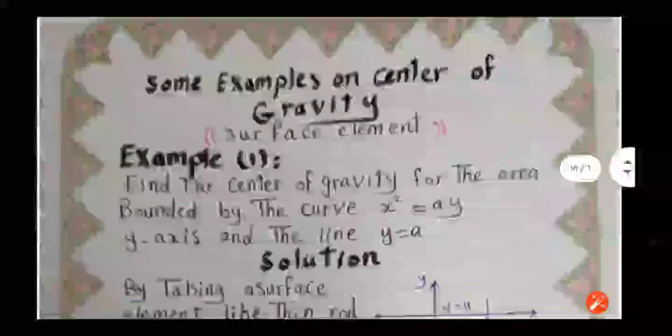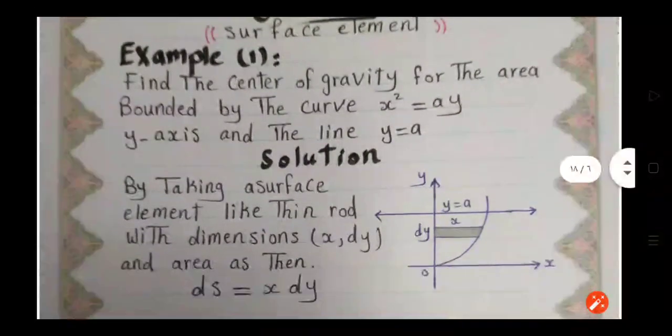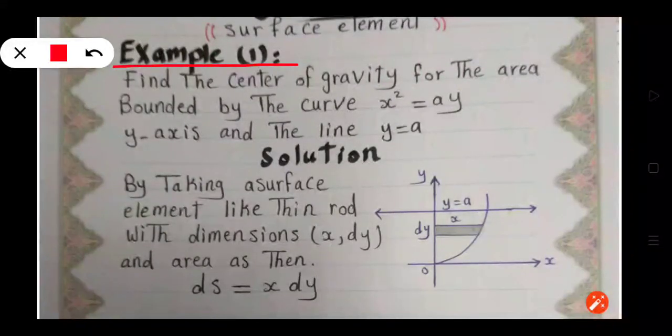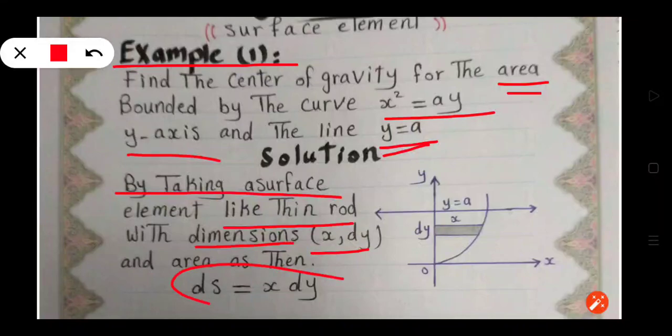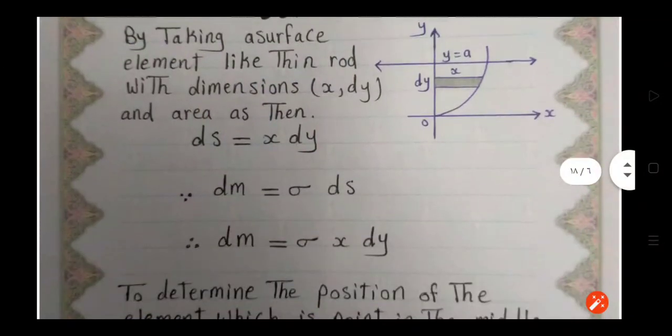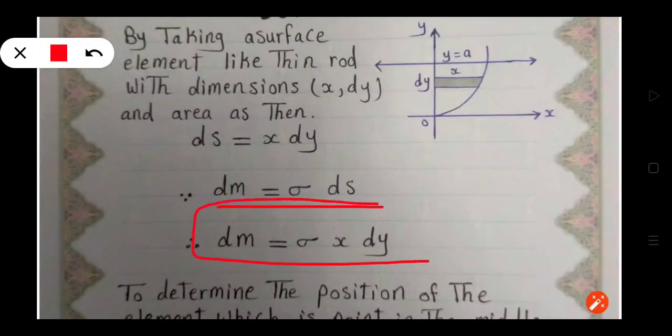Now we will take some examples on center of gravity of a surface element. First example, find the center of gravity for the area bounded by the curve x squared equal a y, a parabola which is symmetric about the y-axis, and the y-axis, and the line y equal a, as you see in the graph. By taking a surface element like a thin rod, with dimensions x and dy, ds equal x dy. Using ds, we can find the mass element dm, which in this case equals sigma ds, so dm is sigma x dy.